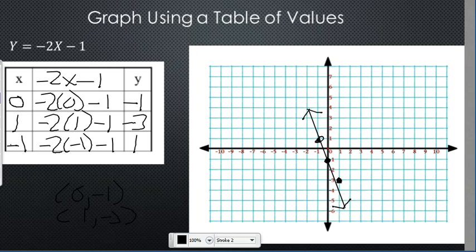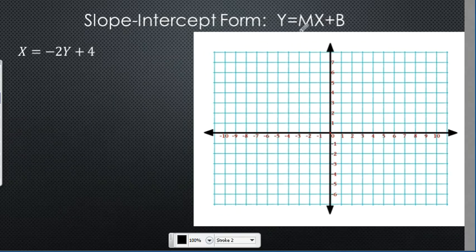Okay, let's go ahead and review how to graph using slope-intercept form. So when we graph using slope-intercept form, remember we solve our equation for y. We get the y all by itself, and then we identify our slope, which is the coefficient of the x term, and we identify our y-intercept, which is the constant, and the y-intercept is where a line is going to cross through the y-axis. We always plot the y-intercept first, and then we use our slope.